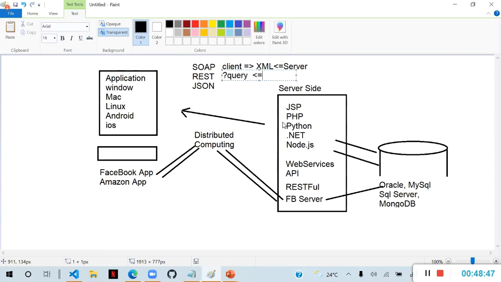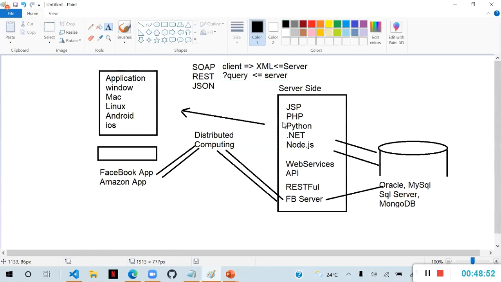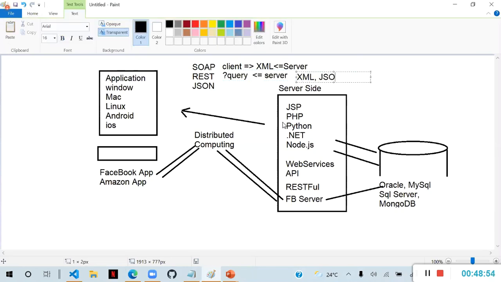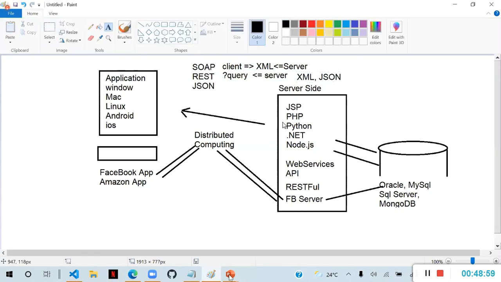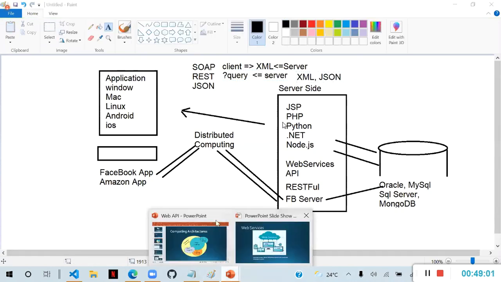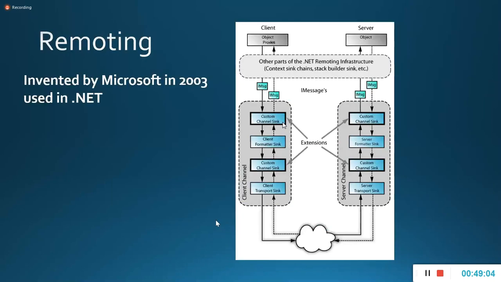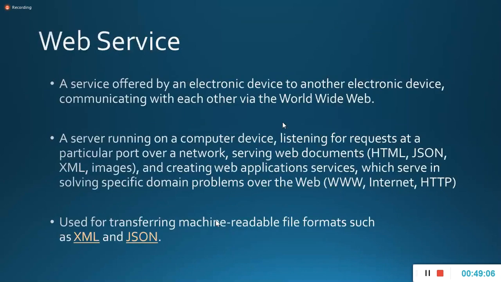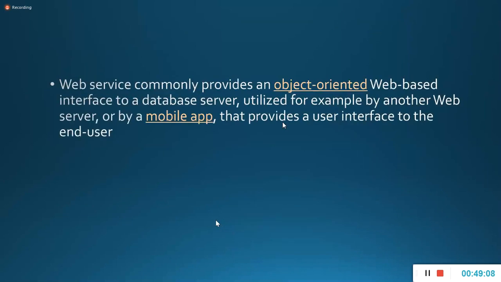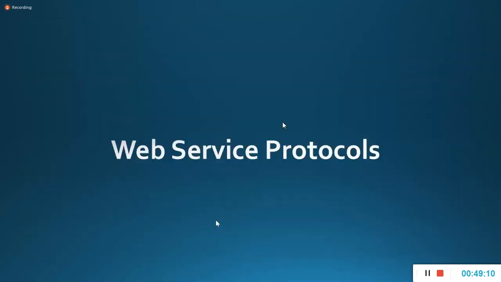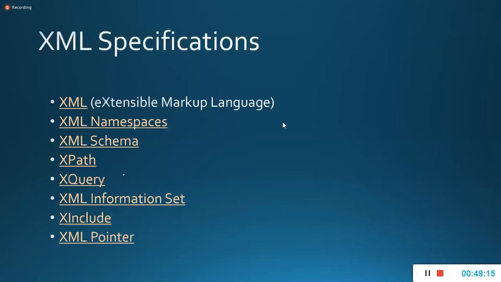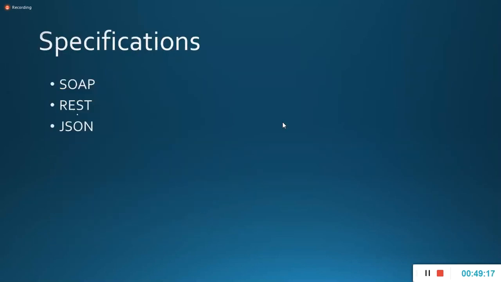And the response from the server will be in the form of XML or JSON. But the request will be a simple query. So that means, actually, for web services we have three specifications. This is all web service related specifications. You will learn in web service 3. We have SOAP, we have REST, and we have JSON.